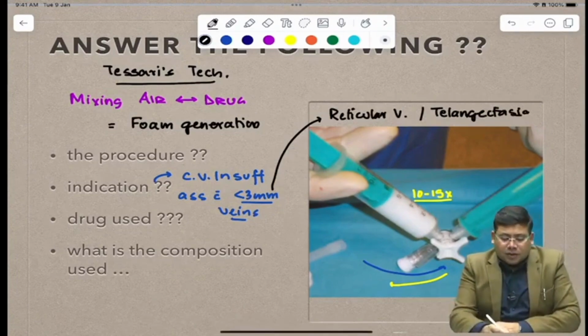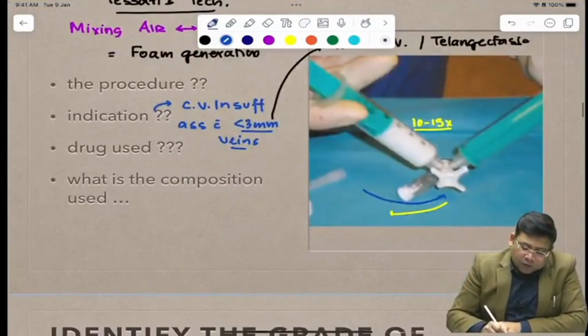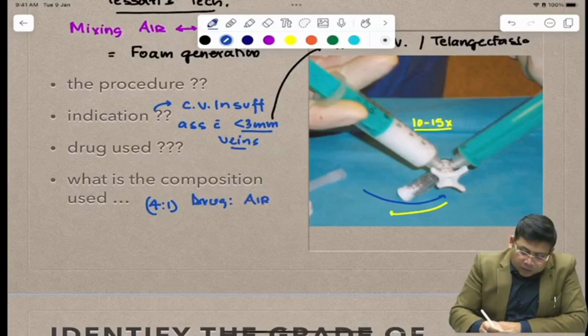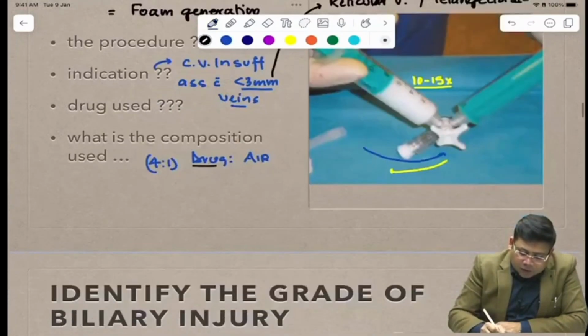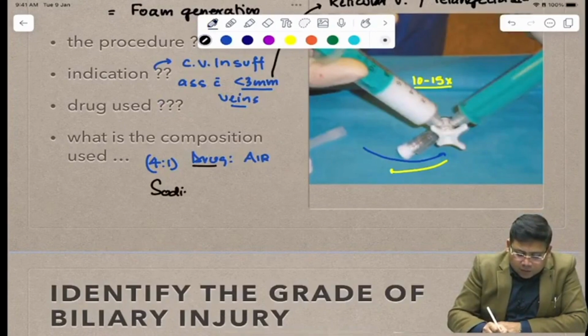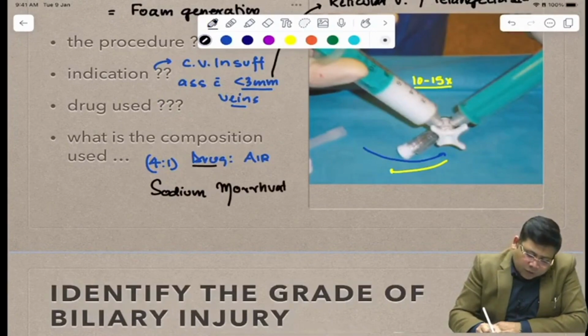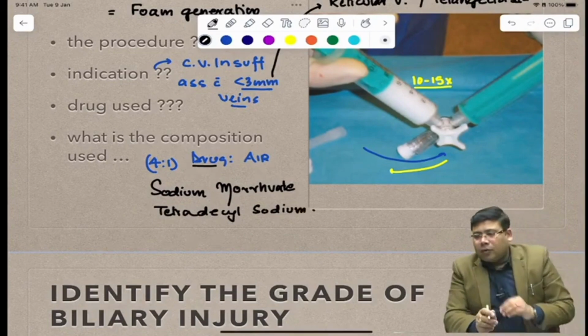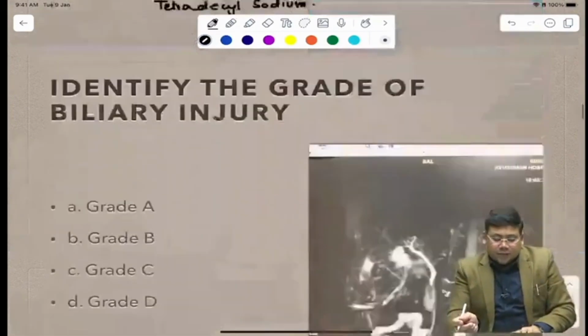What is the composition that we use? I have already told you, a 4:1 composition of drug and air. And when we talk about the drug, what is the drug that we use? We use sodium morrhuate. This is one, and the other one is sodium tetradecyl sulfate. These are 2 important things that we need to understand.